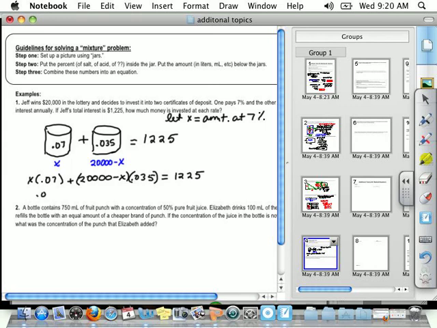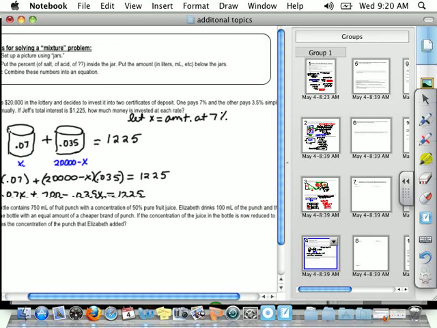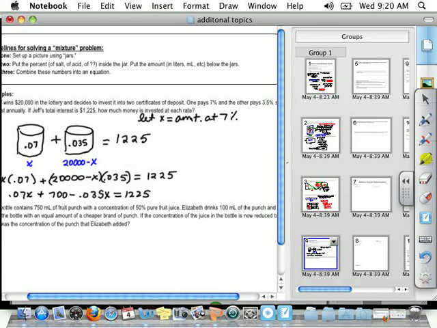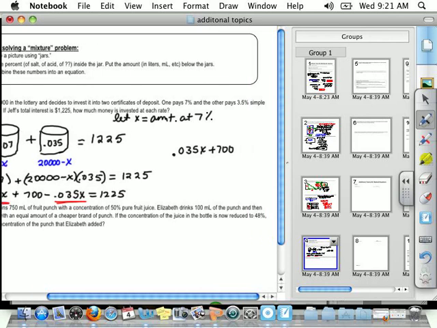Okay, solve it out. So I get 0.07x plus, what's 0.035 times 20,000? 700 minus 0.035x equals 1225. Okay, notice when I do 0.07 minus 0.035, what do you get? 0.035. Okay, so my 0.07 didn't disappear. Everybody always asks me that. I combined those two here. So I did 0.07 minus 0.035, and I got 0.035. Okay, so then I have plus 700 equals 1225.